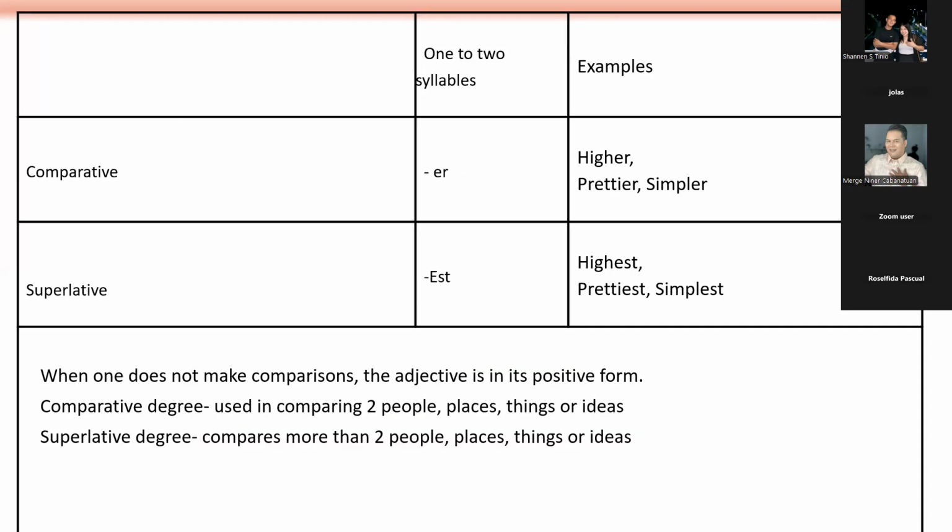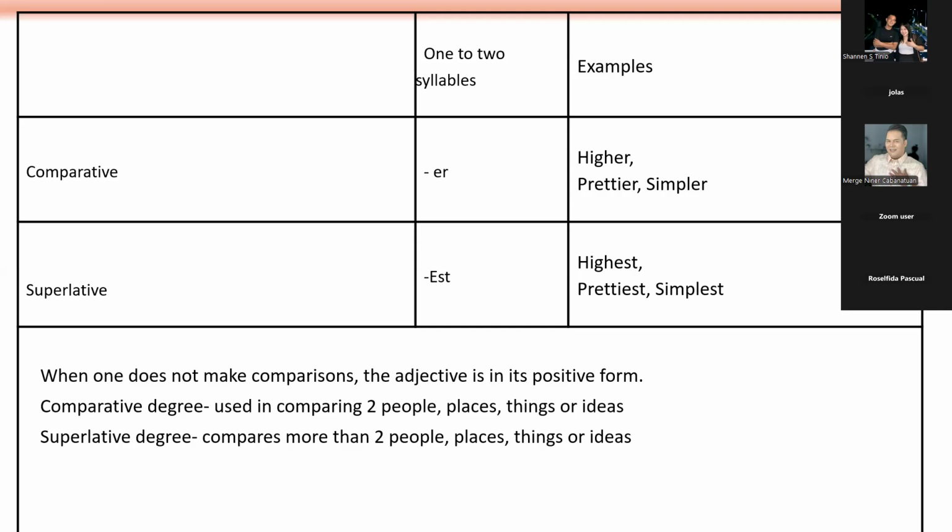All right, so we're going to talk about the comparative and superlative forms, okay? So definitely, when we're going to use the comparative, we're going to compare only two nouns in a sentence. And usually you would add an ER, higher, prettier, simpler. Okay? And of course, superlative, we're talking about the highest degree, prettiest, simplest, or you can use most, the most. Okay?